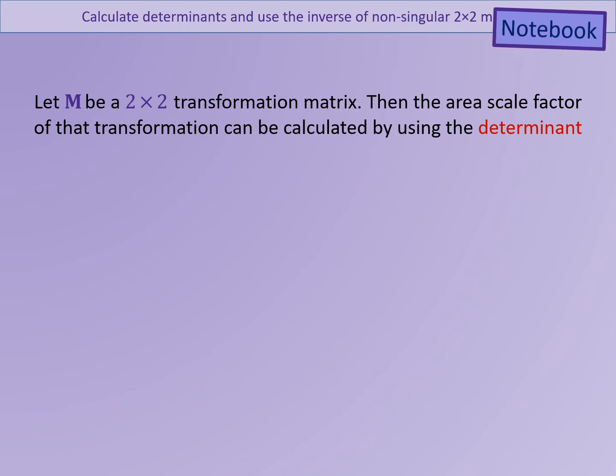So if M is any 2 by 2 matrix representing a transformation of the 2D plane, we can calculate a number called the determinant of that matrix, and that number tells us the area scale factor. So it tells us if any shape is transformed by that transformation, how much larger or smaller will that shape become.